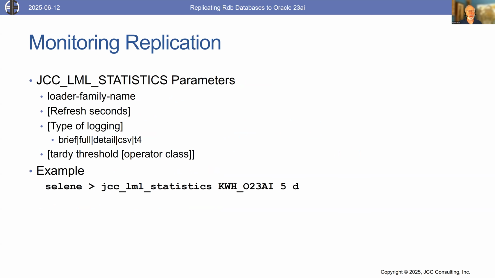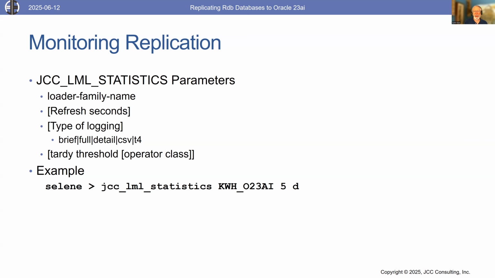Once I get an LML session running, I want to see how it's doing. And so we have a utility, JCC LML statistics, that takes a couple of parameters: the loader family, the number of refresh seconds, and the type of logging, and optionally a tardy threshold and an operator class, so that if you're more than n seconds behind production, you can send operator messages.